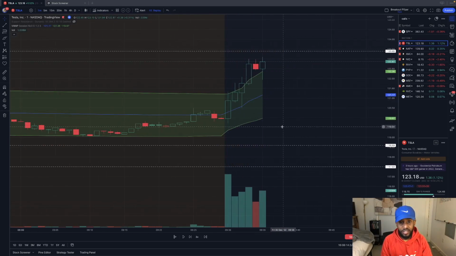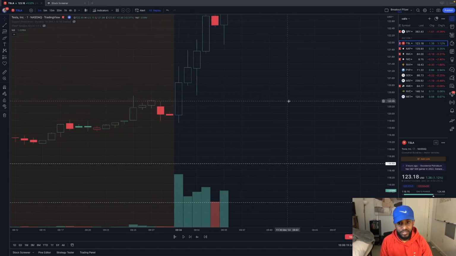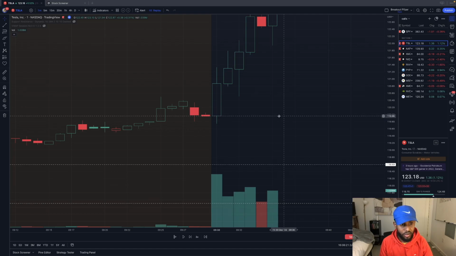candles. So we can see this first candle. This is how we read candles. We can see that this candle opened up here because it's a green candle.